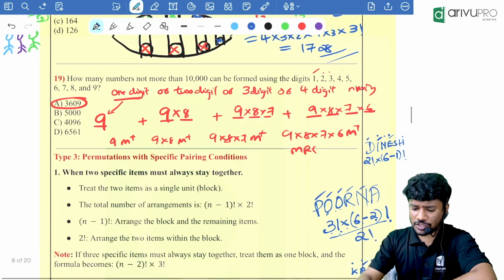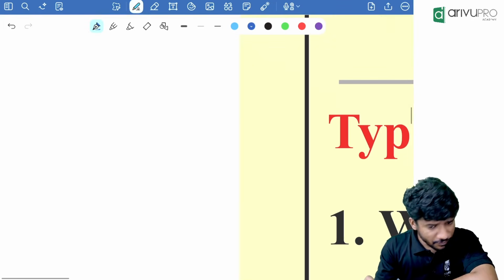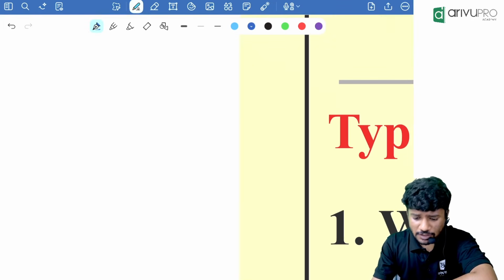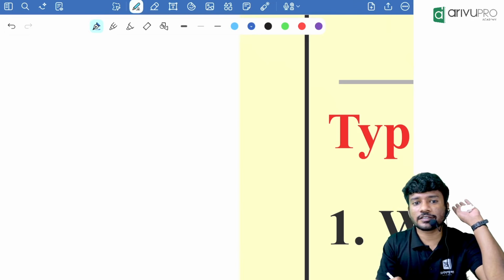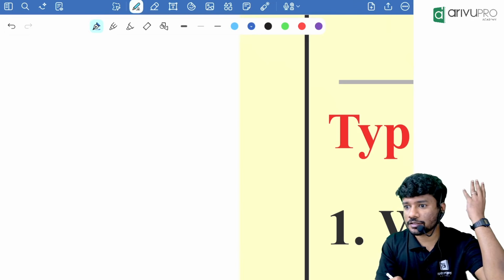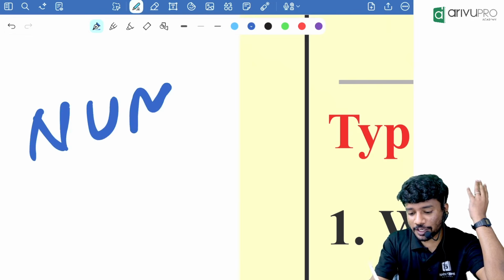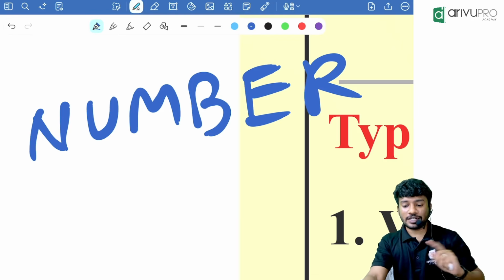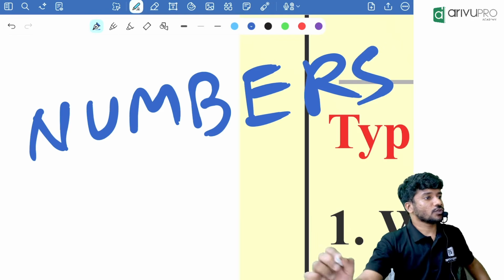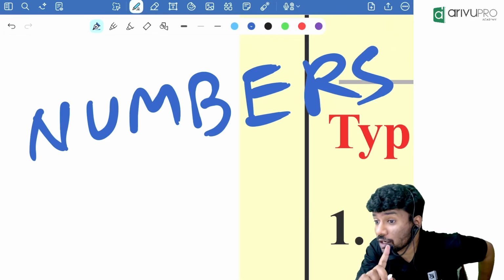Now the question is the number of ways in which the letters of the word, give me a word. Pravalika, give me a word. Number. Okay. N-U-M-B-E-R. Letters of the word numbers. I'll put S also. Such that all the vowels are together.